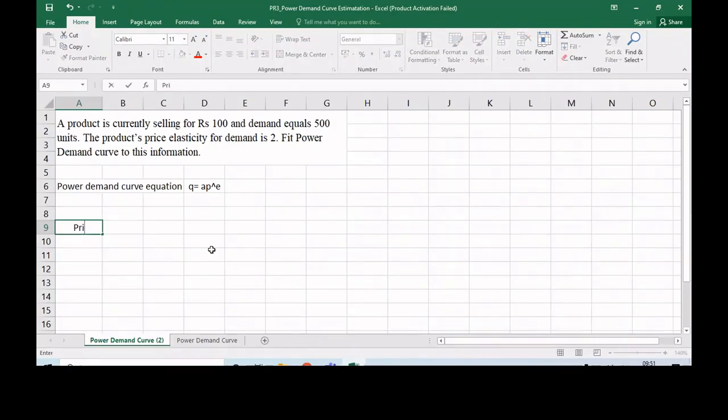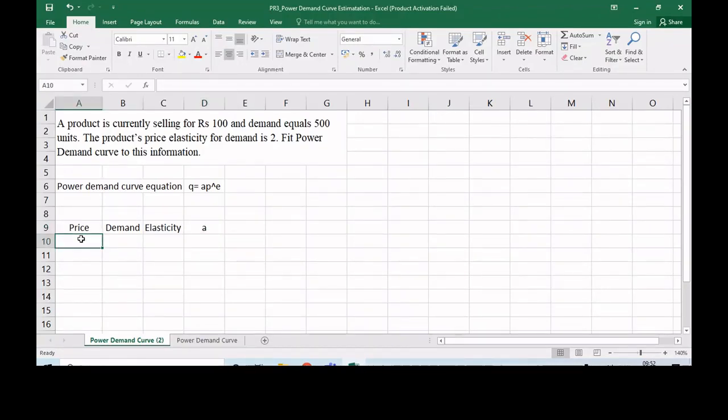Whatever is given to you is, first, the price, then we have the given demand, and we have the elasticity. And one more thing which we need: if you look at the power demand curve equation, Q is equal to AP raised to E. So we need Excel to determine the value of A for us. So I am having one more cell where I can have the value for A.